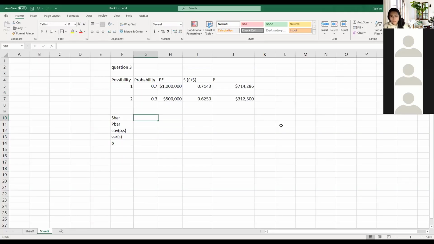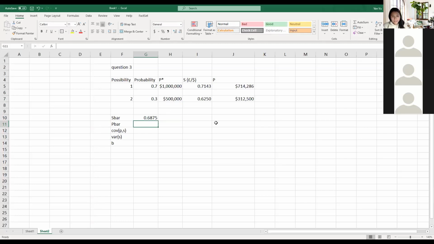Okay, can someone tell me what is S bar in question 3? What is the value of S bar? 0.6875. Yes, exactly. So 0.6875. I'm just going to say 75.